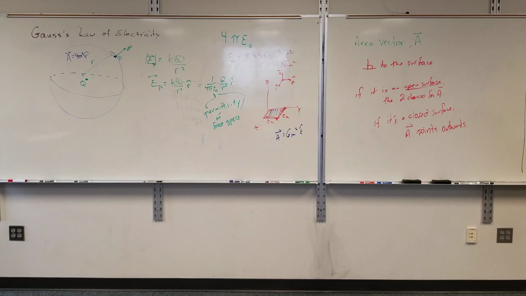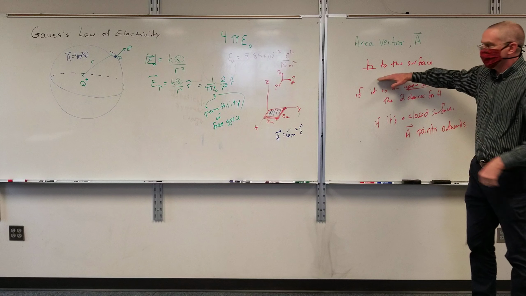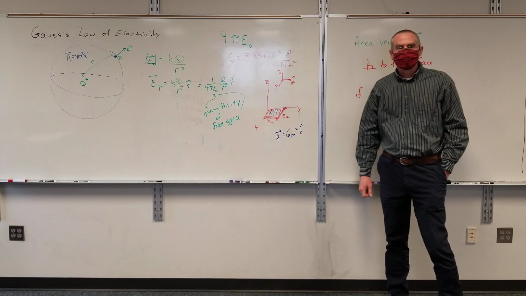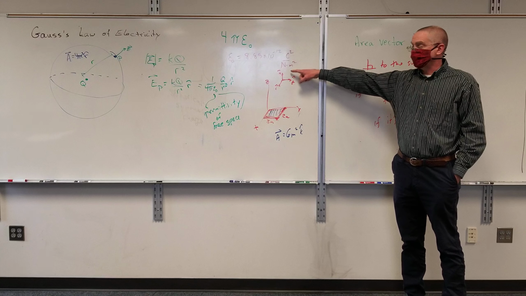Why was the 6 meter squared K hat? Or why was it in the K hat direction? Because the area vector is perpendicular to the surface. Okay. Because when the surface is there, that means it's up or down. Gotcha. And despite what Anna wanted, I made K hat.